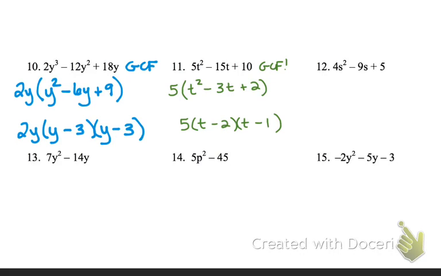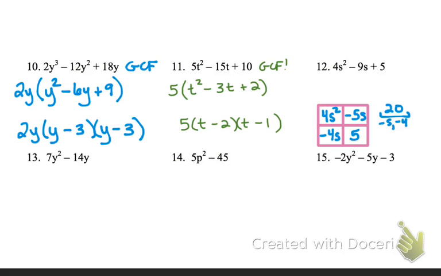Number 12, there's no GCF. Our leading coefficient's 4, so we do have to use the box method. So 4s squared in the top left, 5 in the bottom right. Our magic number is 20. 4 times 5 is 20. What multiplies to 20 and adds to negative 9? That's going to be negative 5 and negative 4, so go ahead and put those in the box as coefficients of the s term. Factor out to the left, factor up to the top, and put those in parentheses next to each other, and we're done.